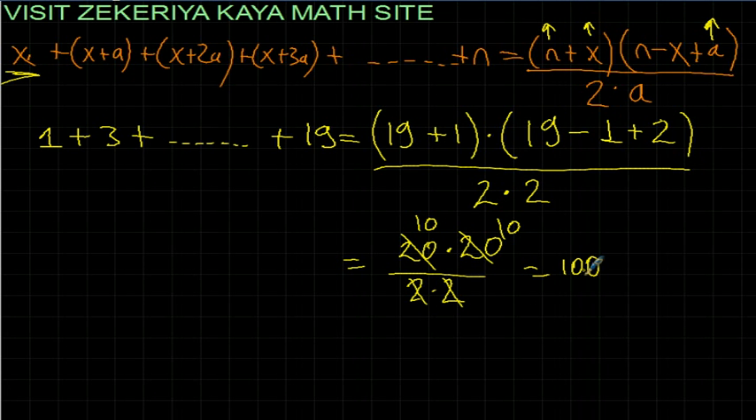5 times 20, yes. You will find 100 again. Whatever you do, you must find 100.